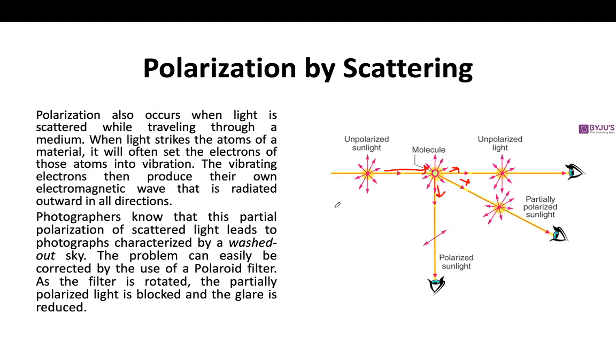Whenever a photographer is taking some pictures, through the lens he can see this type of scattering of the light. But how does he avoid this scattering? By using Polaroid filters. When they rotate these filters, it will block this scattering of the light and we can see the clear image. So light can be polarized by the scattering method or by using Polaroid filters.